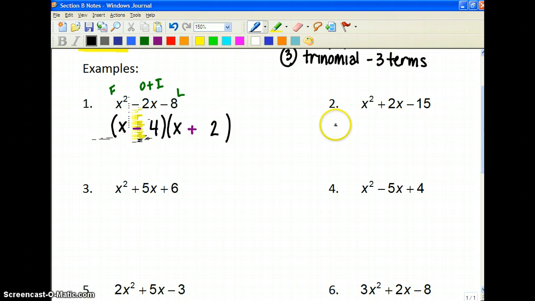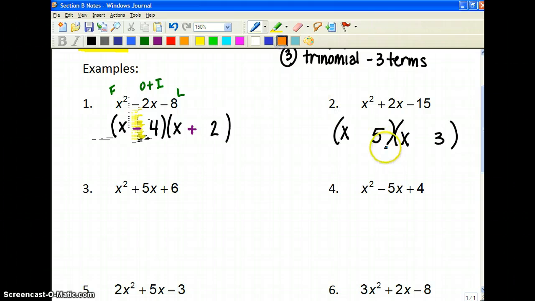Number two. Again, ask yourself, can I take anything out? No. Is it a square minus square? No, it's a trinomial, so we're going to unfoil it. What makes x squared? X times x. 15. What's the first thing that you can think of that you multiply to get 15? Most people would say 5 and 3. Now it's okay if you go 3 and 5. It doesn't have to be in the same order as mine.